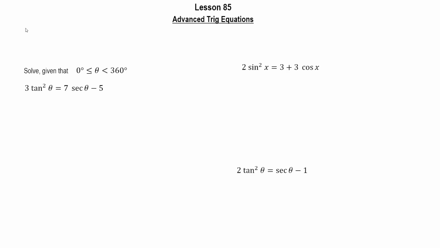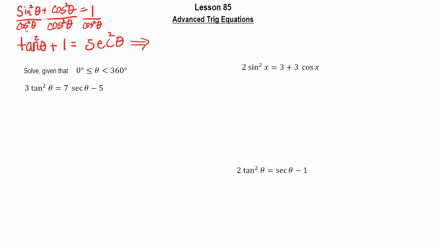So this first example here, we have an equation that involves tangent squared and secant. And if we go back and look at our trig identity that I wanted you to memorize, sine squared theta plus cosine squared theta equals 1, we know that we can get an equation involving tangent squared theta if we divide that whole equation through by cosine squared theta. And if we do that, we will get tangent squared theta plus 1 equals secant squared theta, which means that tangent squared theta is equal to secant squared theta minus 1.